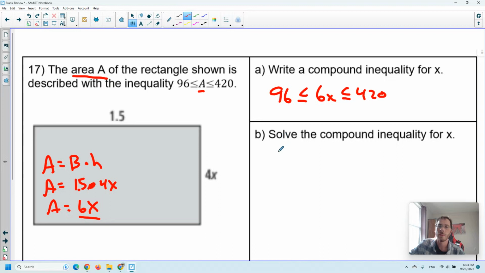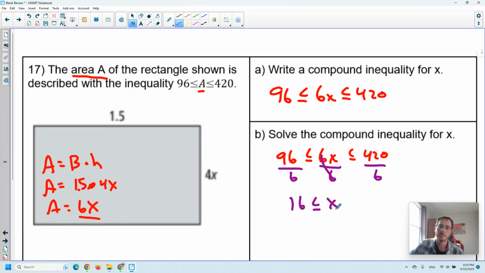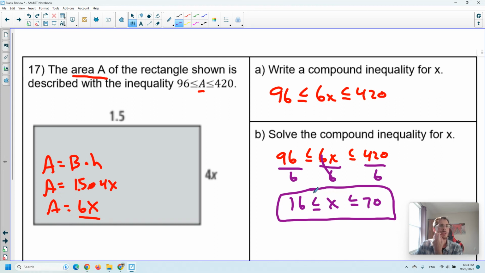Part B says solve the compound inequality for x. So I'm going to rewrite it down here. And remember, in the triangle inequality, we just work on all three sides. So we want to get the middle side to be x. So we're going to divide everything by 6. 96 divided by 6, that'd be 16. 420 divided by 6, 42 divided by 6 is 7 with the 0. And that one's done. So even though that one looks a little bit tricky because it's got the little geometry part to it, actually that was pretty fast. As long as we know what to do, as long as we know how to replace the A, this was super quick. So that was kind of nice.